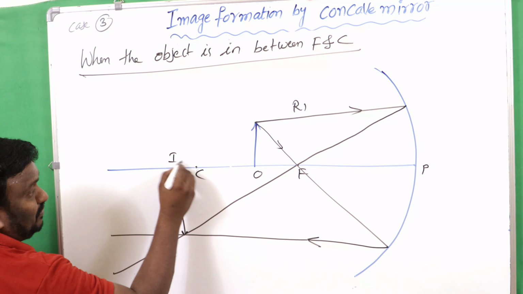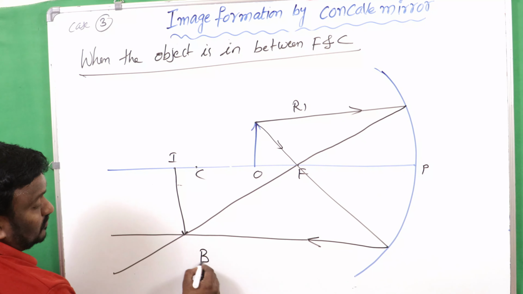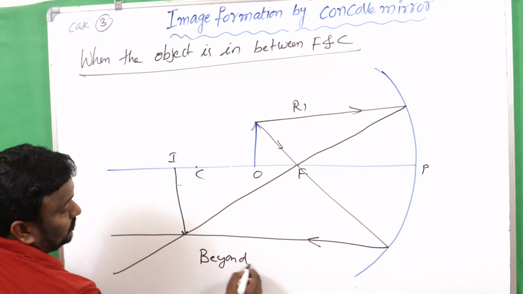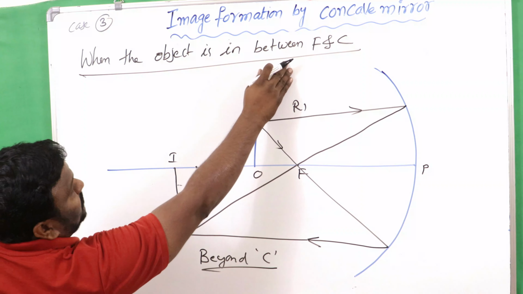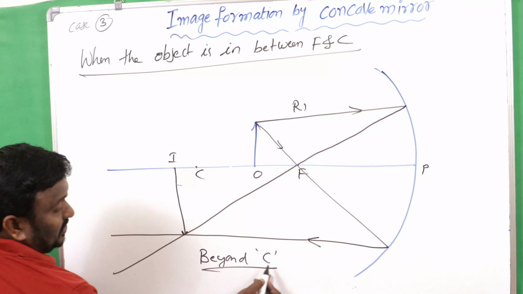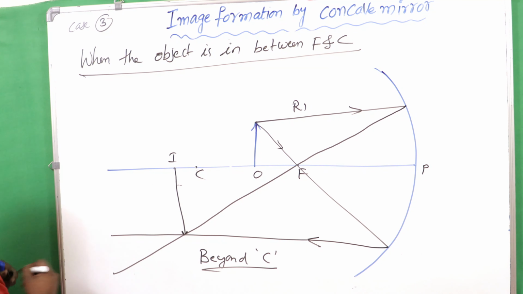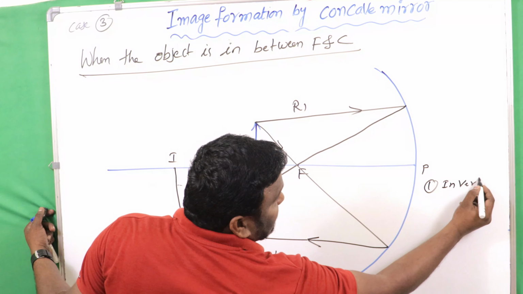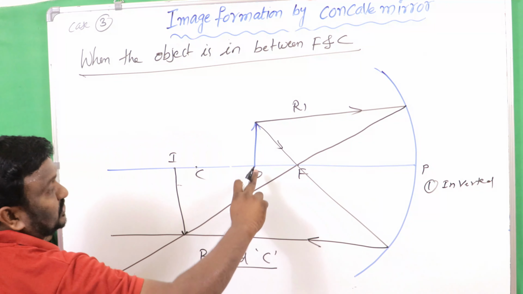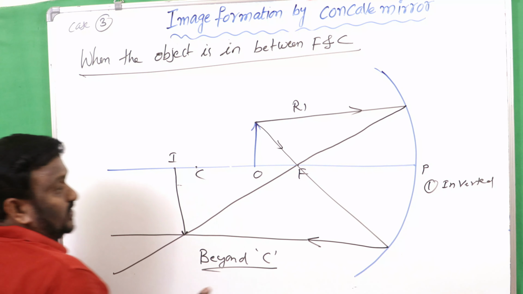We are getting the image beyond C. Where are we getting the image? Here, beyond C. And when the object is in between F and C, we will get the image beyond C. And how is the image? First thing is it is an inverted image. How is it? Inverted. The object's arrow mark is upward here, and now it is downward. That's why it is inverted.